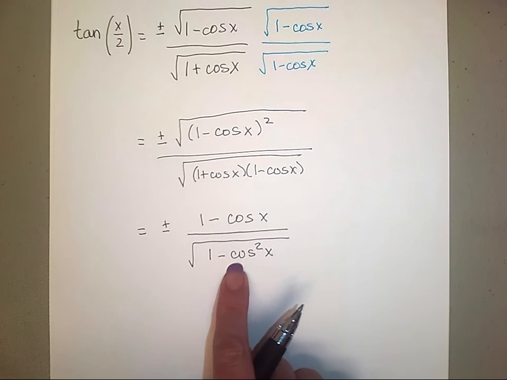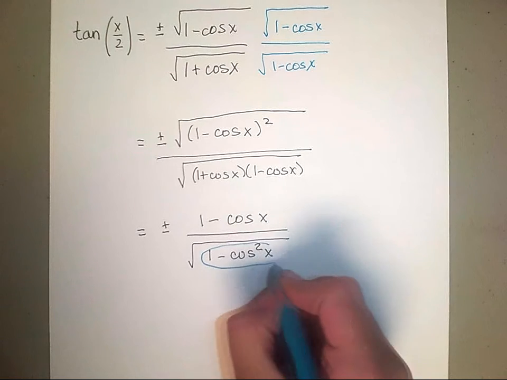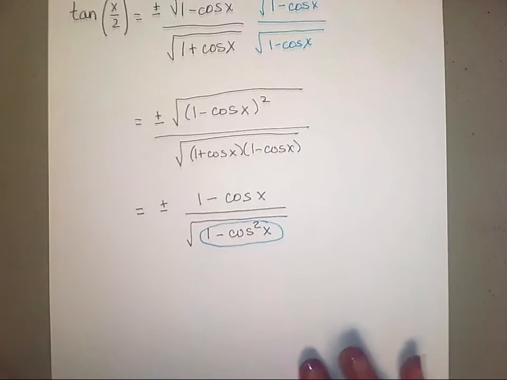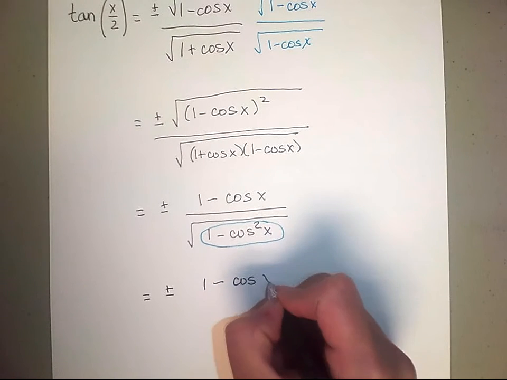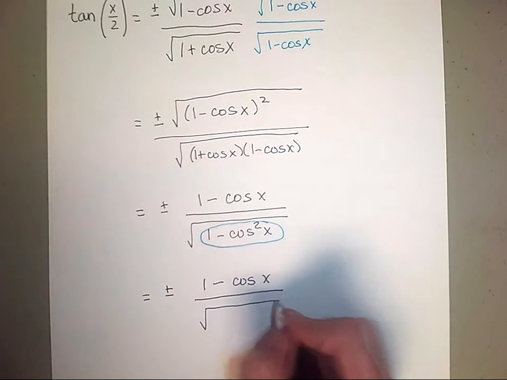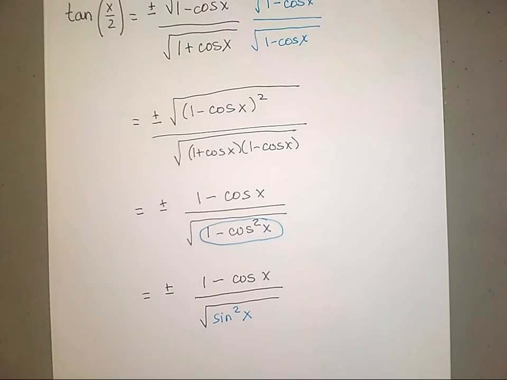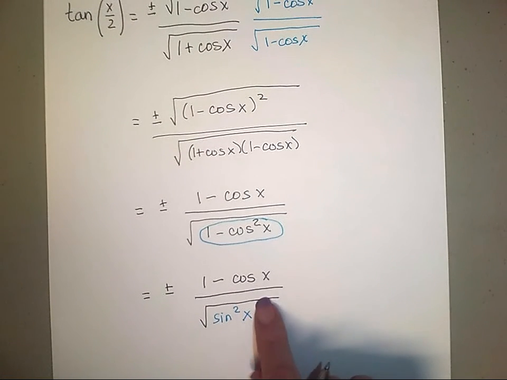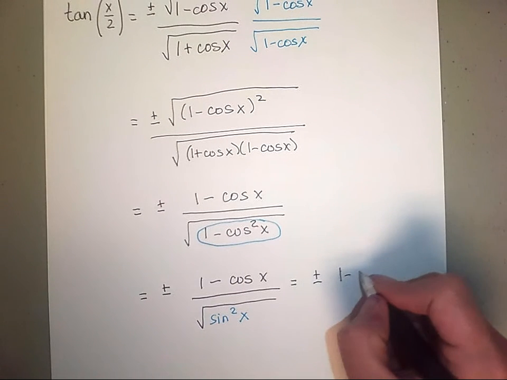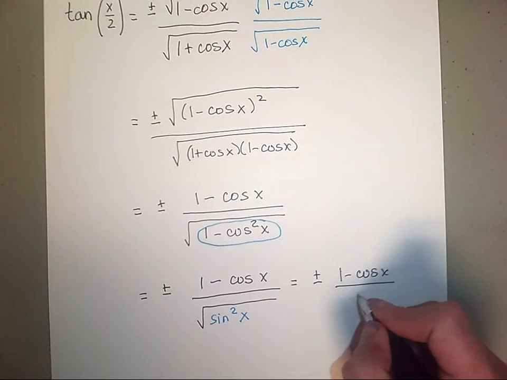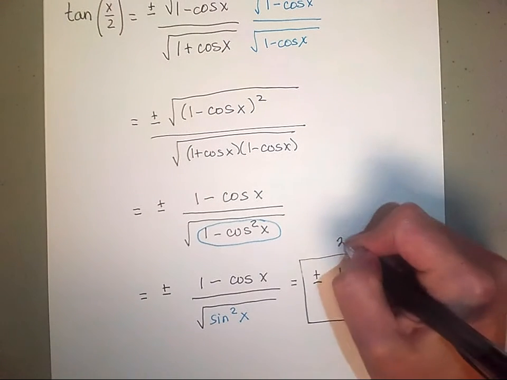And we'd like to be rid of this radical, so we can do the same trick using the Pythagorean identity, that 1 minus cosine squared is sine squared. And now we are finished. The square root and the squaring will undo each other. So our third form is plus or minus 1 minus the cosine of x over the sine of x. This is our third form.